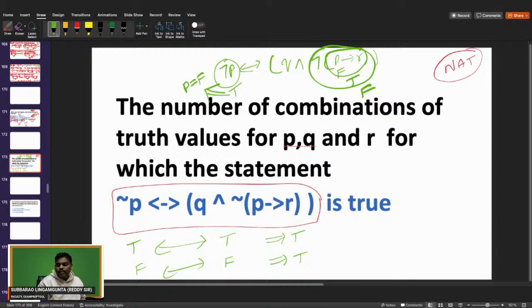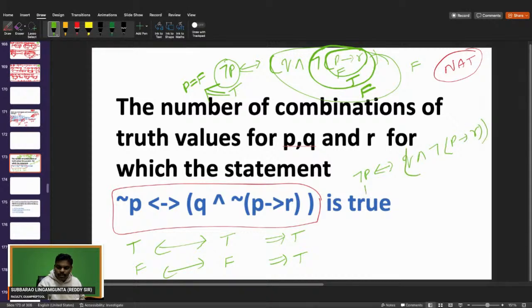So whenever left is true, P becomes false, and P implies R becomes true. Negation true becomes false, Q and false becomes false. So left true means right became false. So this is not the one which will give true. Let's assume left is false and try this also.